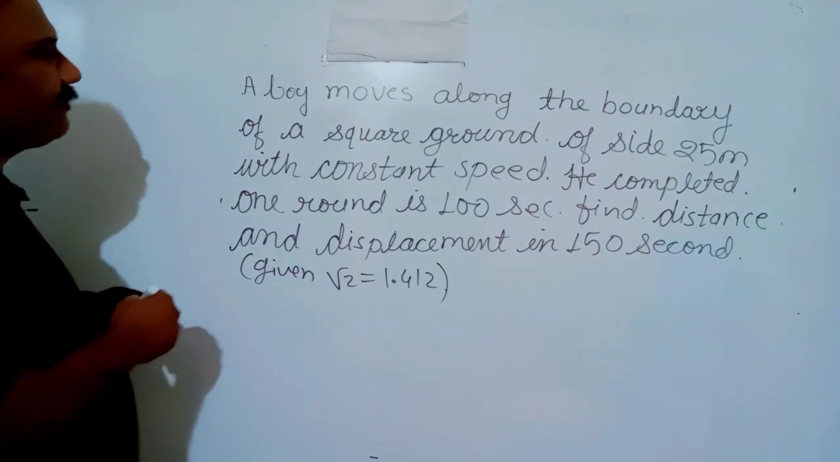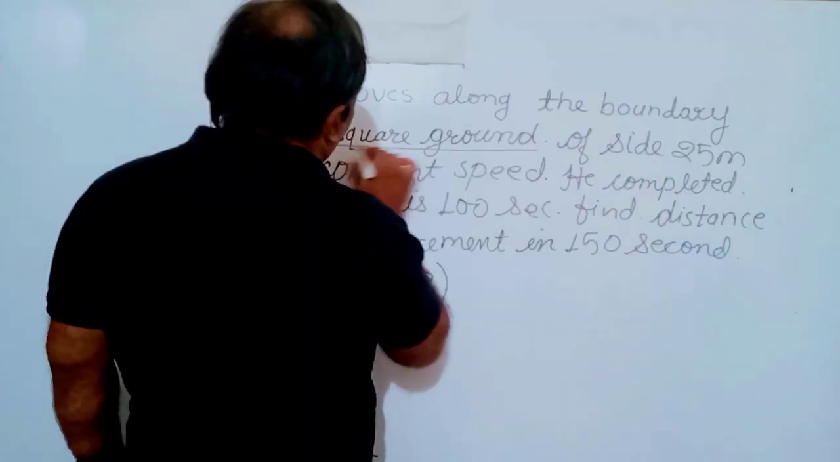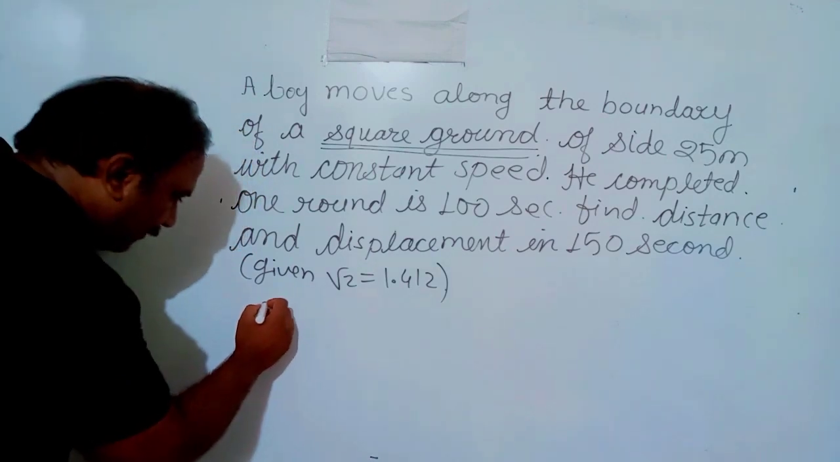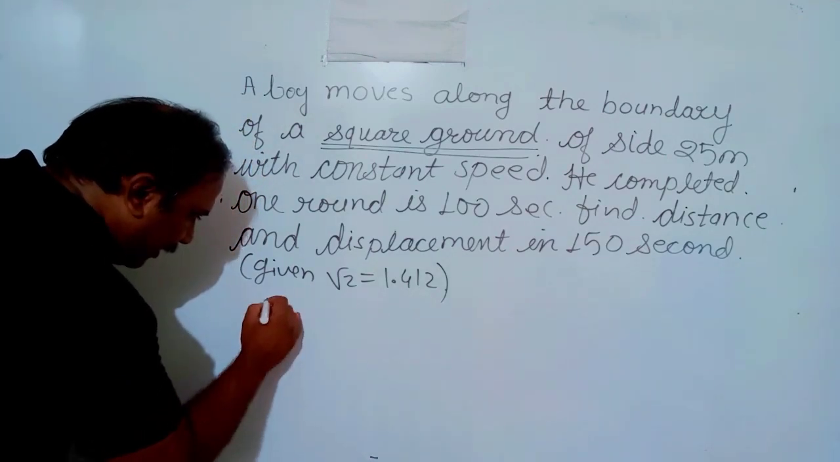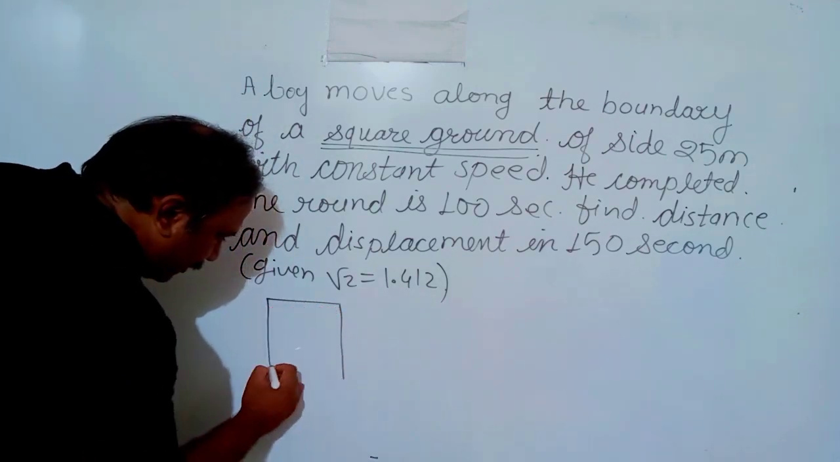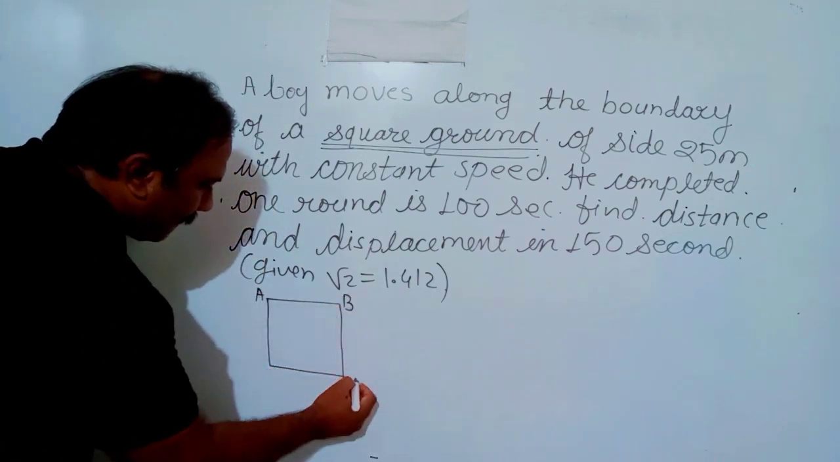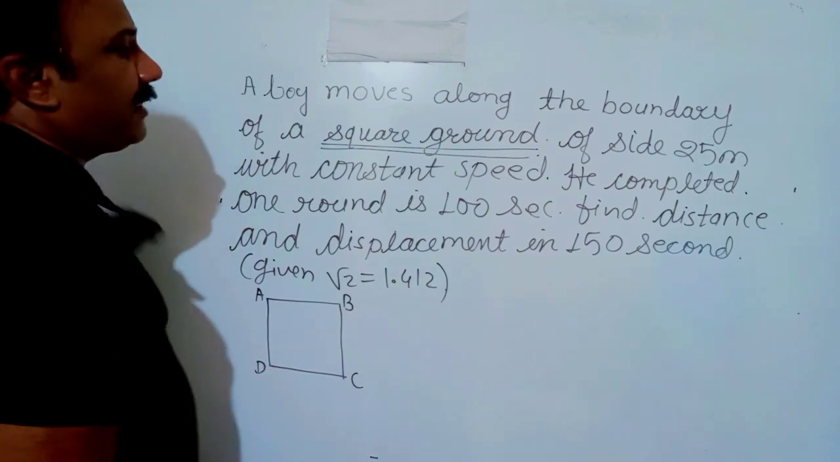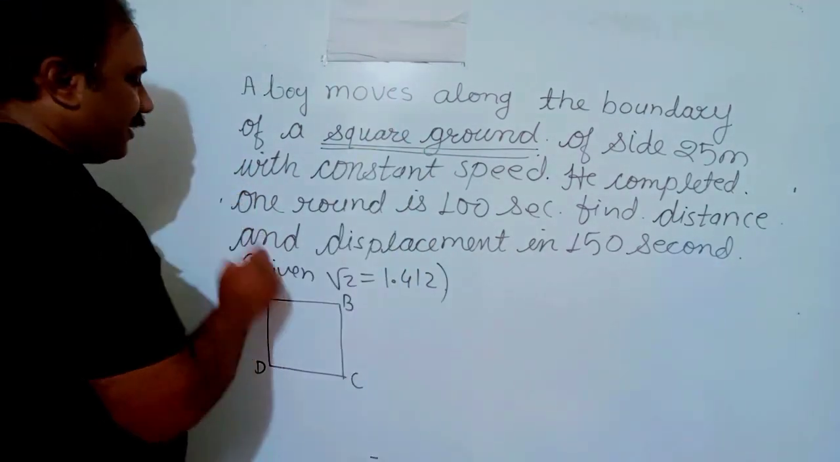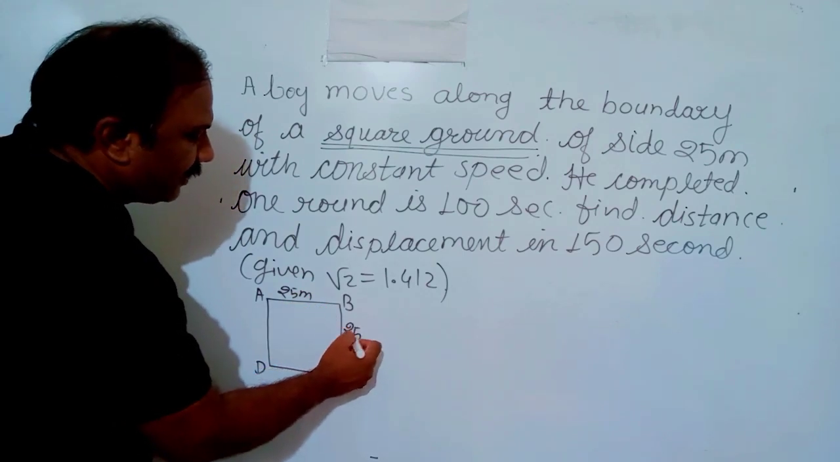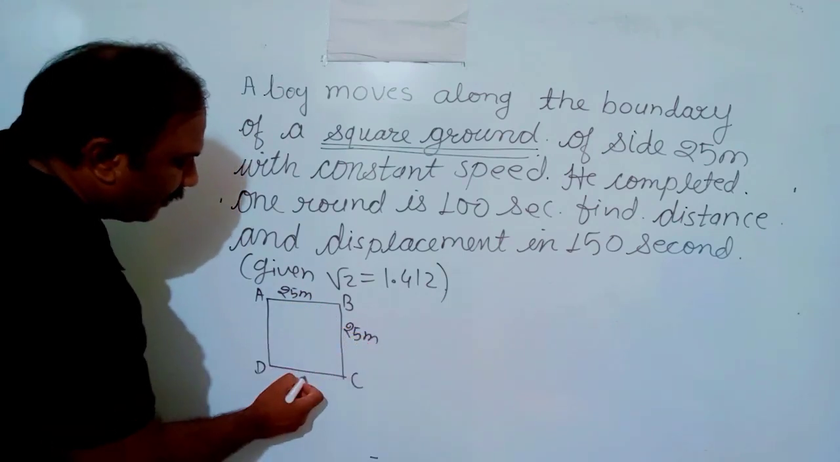As per this problem, a boy moves along the boundary of a square ground. So, this is the square ground. As we know, all sides of a square are equal. So this is the square ground ABCD. Of side 25 meter means every side is 25 meter, 25 meter, 25 meter and 25 meter.